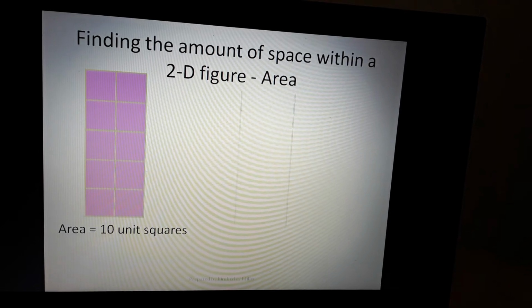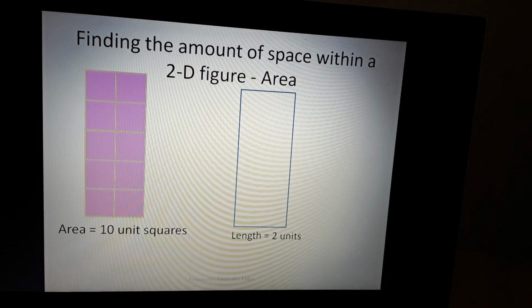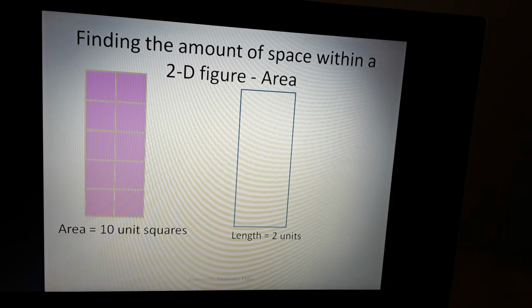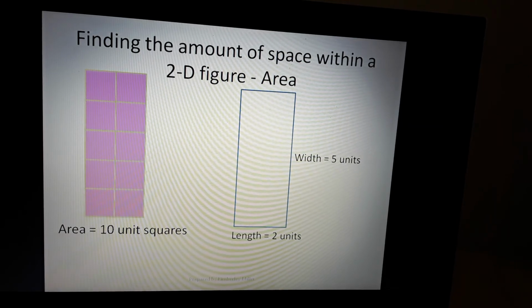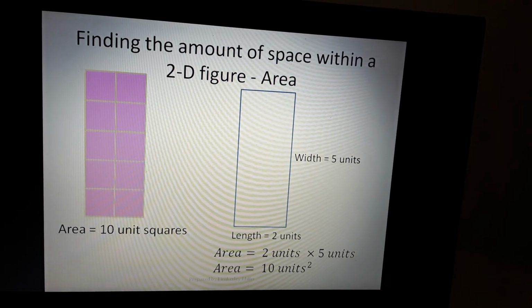We can also find the area of this rectangle by using the area formula for a rectangle: length times width. The length is 2 units, the width is 5 units, so the area is 10 units squared.